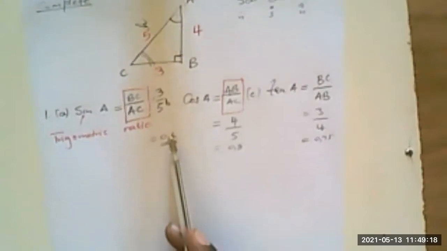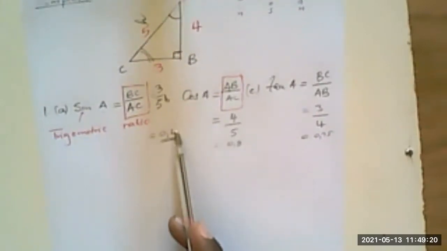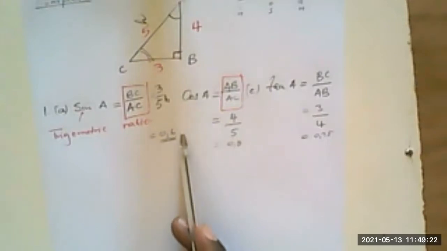So if they say correct to 1 decimal place, you know it will be 0.6. But if they say to 2 decimal places, you will have to add 0 here so that you can have 2 places.